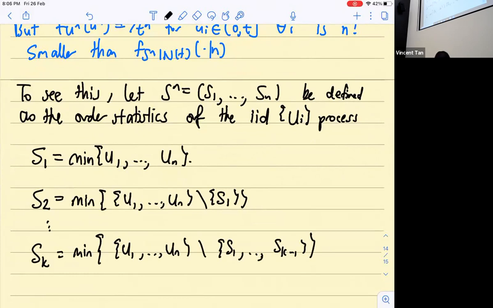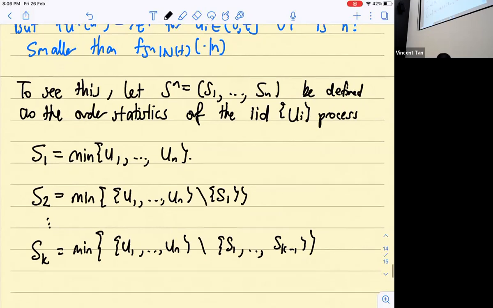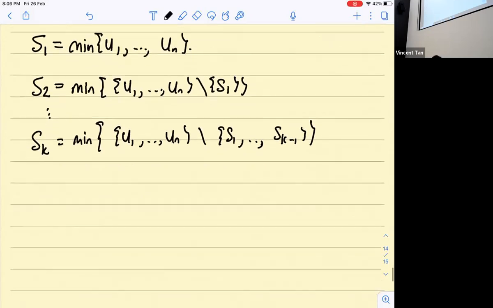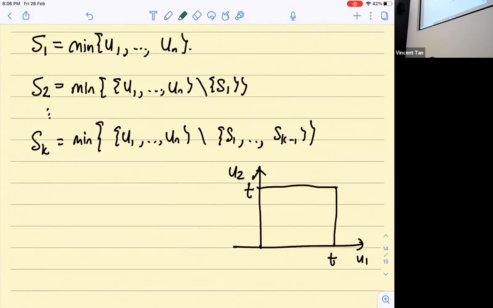So now they are basically not the arrival epochs, but you can think of them as the order statistics of the U_i process. So what's happening here is the following. You have this situation where (U_1, U_2) is non-zero over this particular square. It's a square. This is where it is non-zero. And the value is how much? It's of course 1 over t squared. Agree? So that's the height above the iPad.